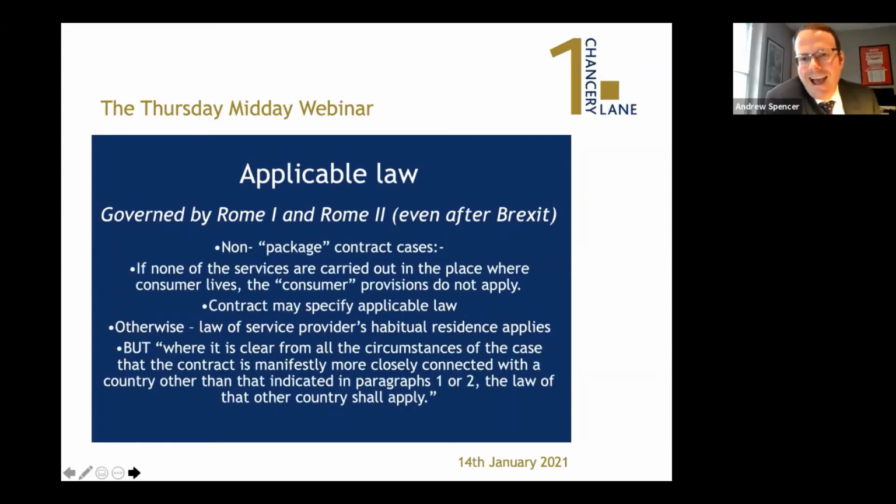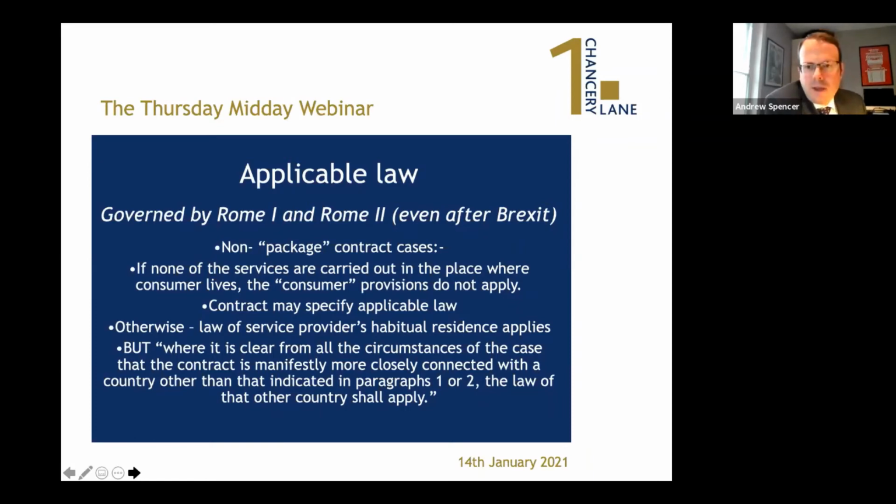This is a slide that I added at the last moment, so I'm delighted that it's made its way onto Dom's screen. But if we're not in a contract situation, and I gave the example at the beginning of, say, emergency medical treatment abroad, then this is going to be Rome 2 rather than Rome 1. And the general rule then is that the applicable law is the law of the country in which the damage occurs, irrespective of the country in which the event giving rise to the damage occurred, and irrespective of the country or countries in which the indirect consequences of that event occur.